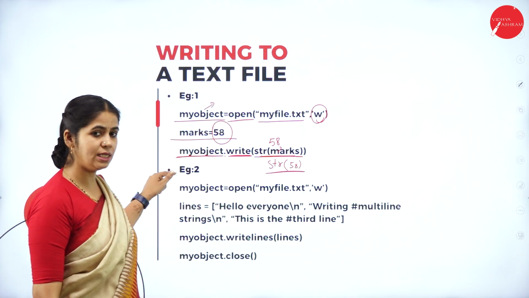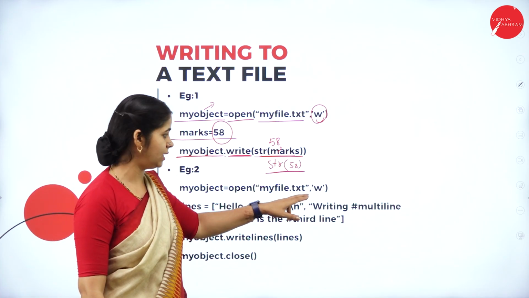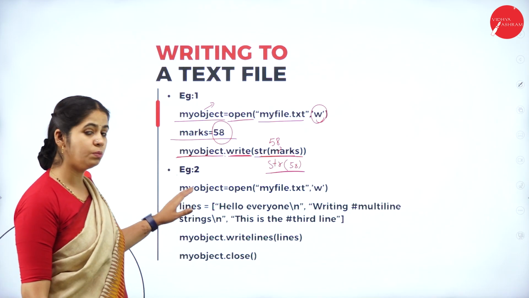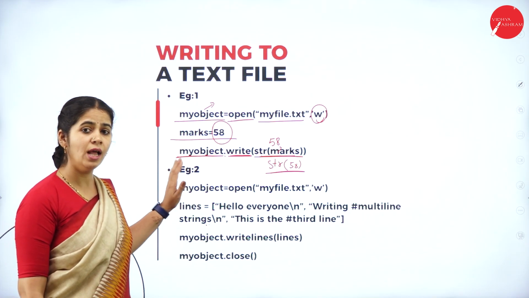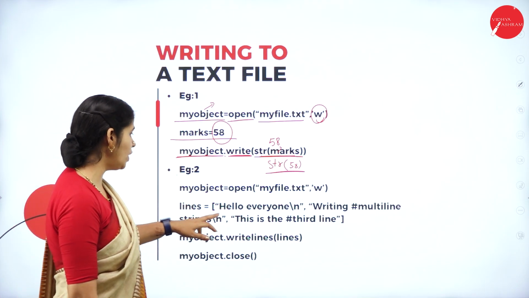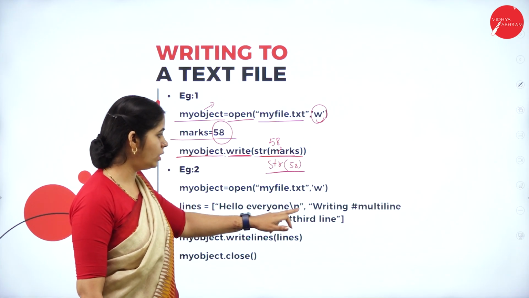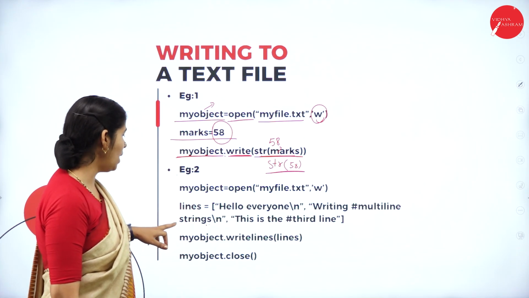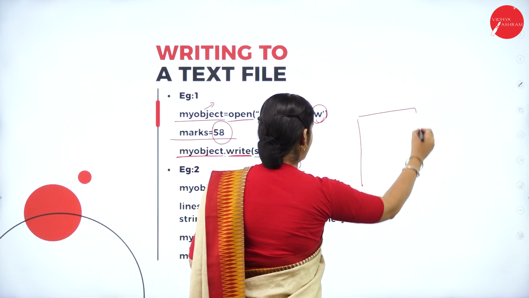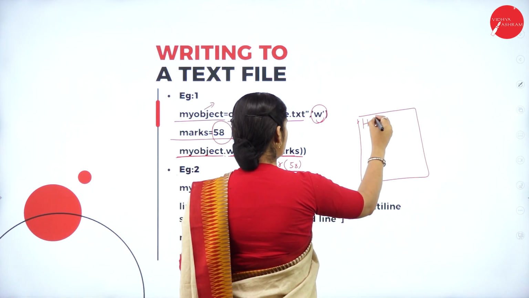Okay, let us see the second example. My object opens myfile.txt in the write mode. Here we have to write a number of different lines. So, what are we doing? Hello everyone \n, we are writing multiple strings. So, how will it be displayed? In my text file, it will be given as hello everyone.